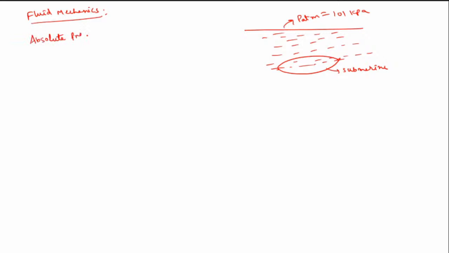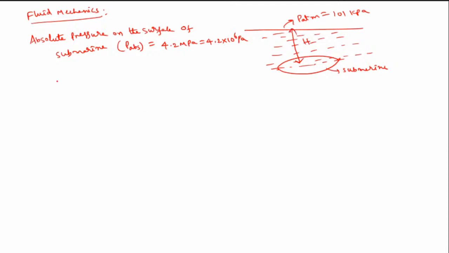Absolute pressure on the surface of the submarine, P absolute, is given as 4.2 megapascal. That is nothing but 4.2 into 10 power 6 pascals. The submarine is under a depth of h, let us say.